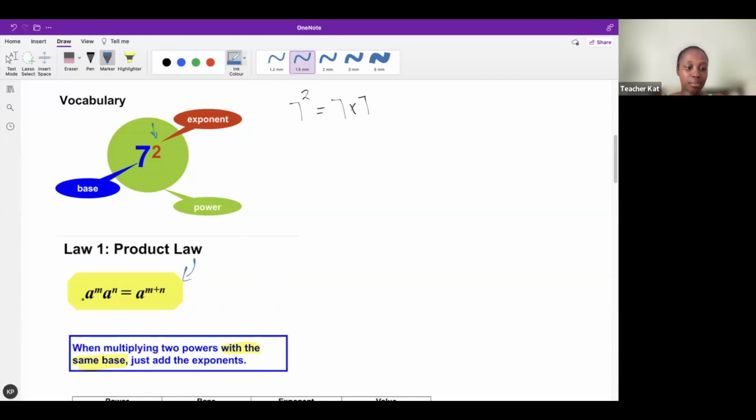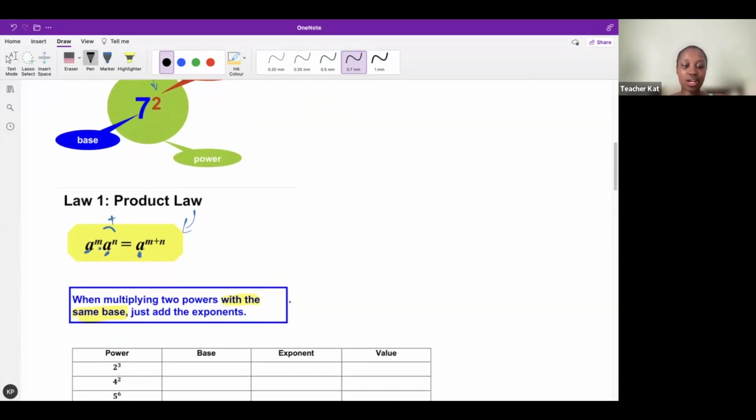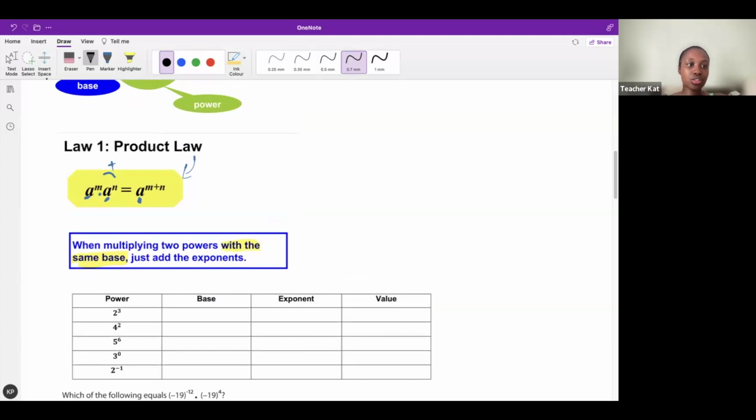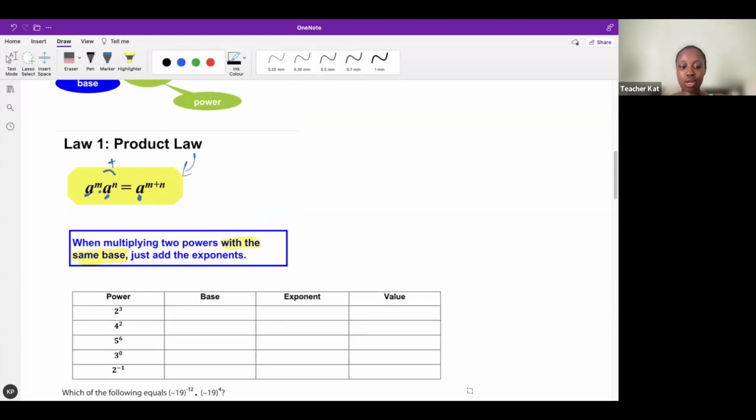So I have a base of a in both expressions, okay? If there's nothing in between there, it is a multiply. Sometimes there is a dot there, but it is a multiply. So a to the power of m times a to the power of n is the same as a to the power of m plus n. So you keep the base and you add your exponents, okay? So that's what we're going to be doing today. But my first task for us today is to be able to identify all the different components of exponents, which we just went through just now.